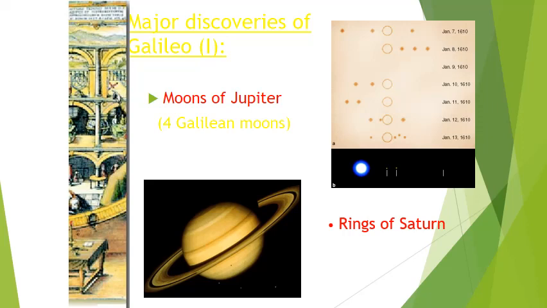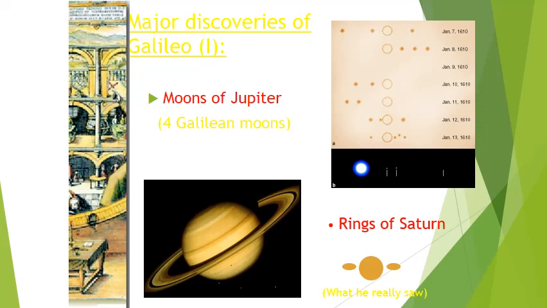And he started to notice that this was another support for the heliocentric model. He started to notice that there are moons that are orbiting Jupiter. That would not make a whole lot of sense if the geocentric model was correct. If everything was supposed to orbit the Earth, then what the heck were these moons doing orbiting Jupiter? So again, this was a nail in the coffin, but not the definitive nail. He also noticed the rings of Saturn, even though he didn't know what they really were.